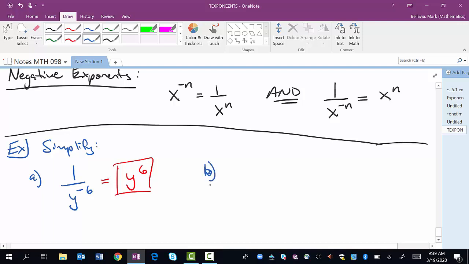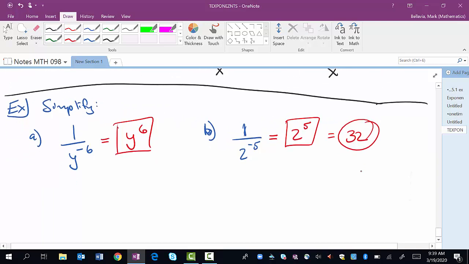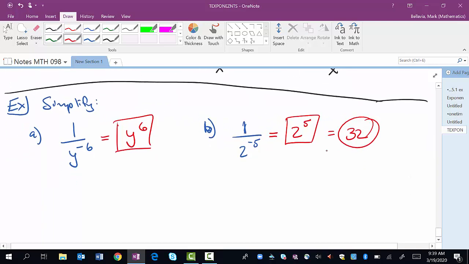Similarly, if I had 1 over 2 to the negative 5, again, this is really telling us move this base of 2 to the numerator and make the exponent positive. So moving it up to the top, we get a positive 2 is the base, and then negative 5 as the exponent becomes positive 5, and then 2 to the 5th, that's your answer. You can simplify that. 2 to the 5th equals 32, which you can do on your calculator. But just making sure you understand how to get there.